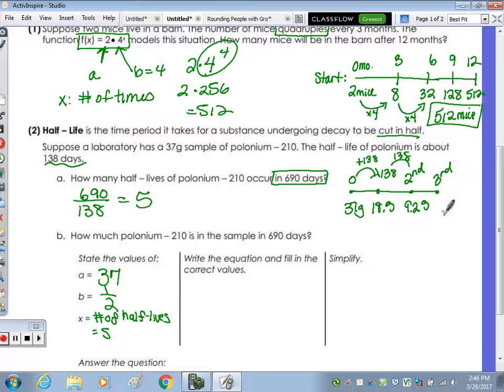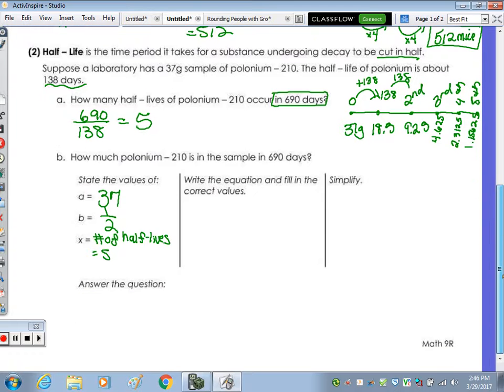Go out to the third. I'm going to start writing sideways. Cut that in half, and we get? Yep, 4.625. Go out to the fourth, and then fifth. Cut that in half. 4.625 cut in half is 2.3125. And then last, cut that in half, and we're at 1.15625, our final answer.